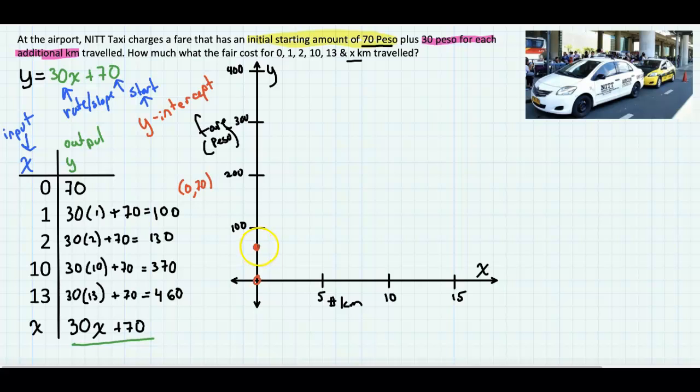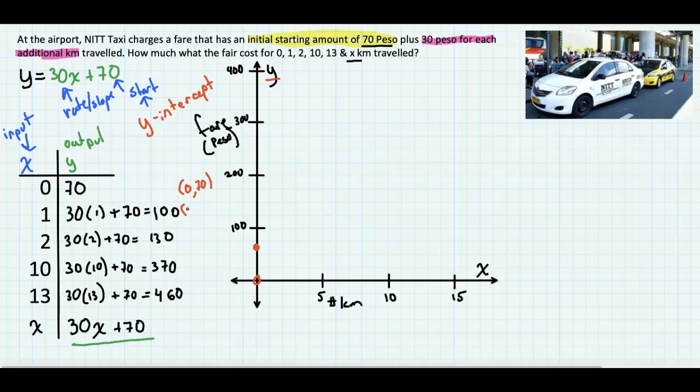Now, why is that the starting point? Why is it called the y-intercept? We know why it's called the starting point, because that's where it crosses the y-axis, because the input is 0. The x value is 0. So that is where it touches the y-axis, which only happens once.